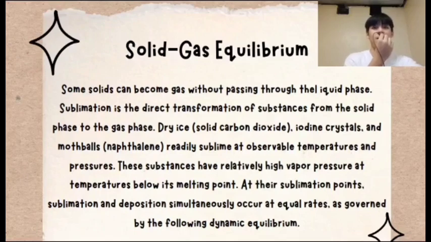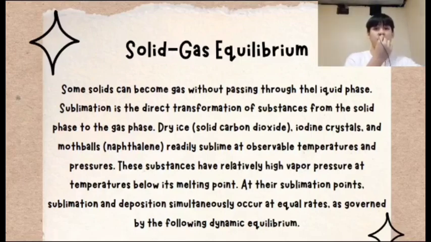Solid-gas equilibrium. Some solids can become gas without passing through the liquid phase. Sublimation is the direct transformation of substances from the solid phase to the gas phase. Dry ice, or solid carbon dioxide, iodine crystals, and mothballs, or naphthalene, readily sublime at observable temperatures and pressures. These substances have relatively high vapor pressure at temperatures below their melting point. At their sublimation points, sublimation and deposition simultaneously occur at equal rates, as governed by the following dynamic equilibrium.